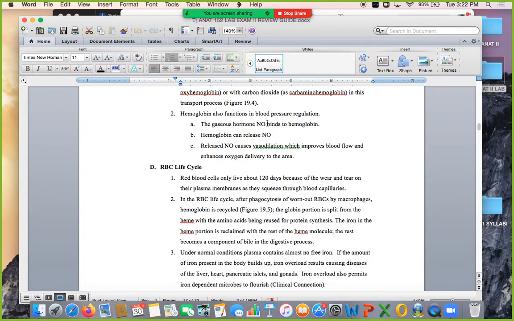Hemoglobin can also bind and release nitrous oxide, and nitrous oxide is involved in vasodilation. So if we end up with a release of nitrous oxide, we can increase our blood flow and circulation and enhance delivery of oxygen to that particular area. So that's actually going to be good for getting circulation to that tissue.